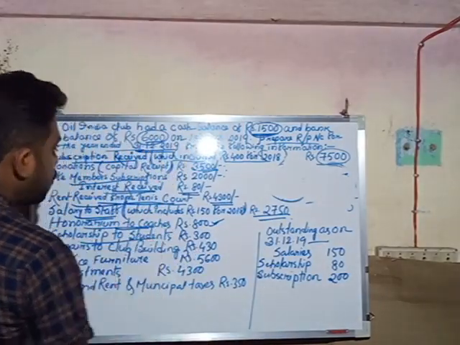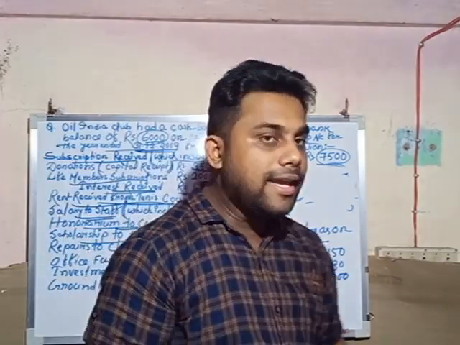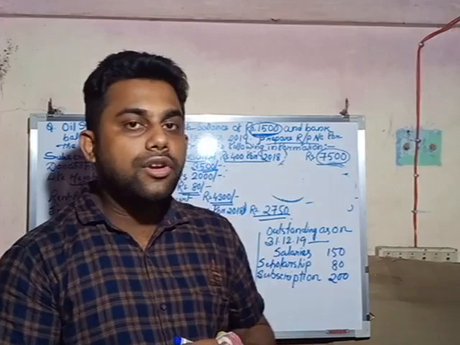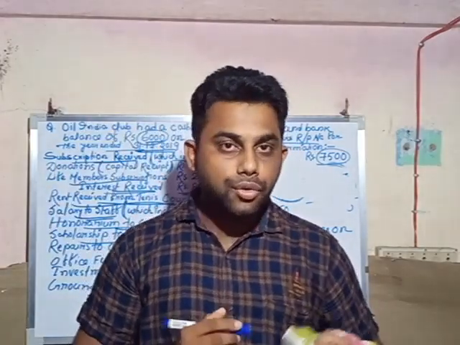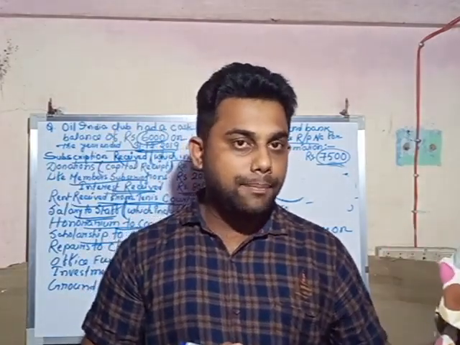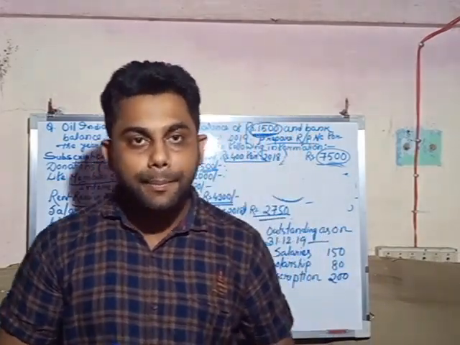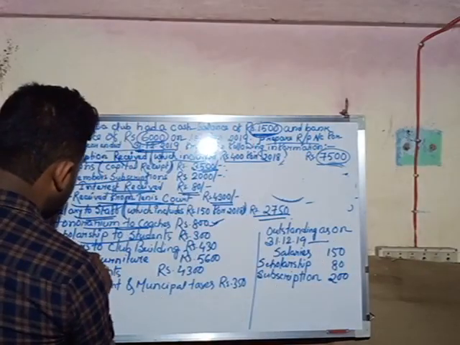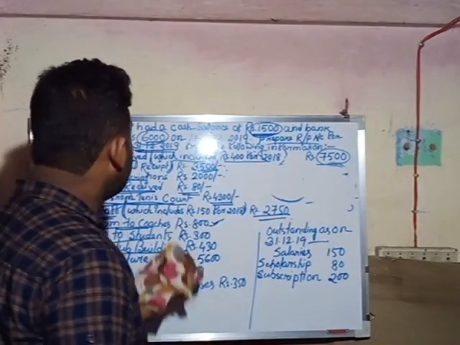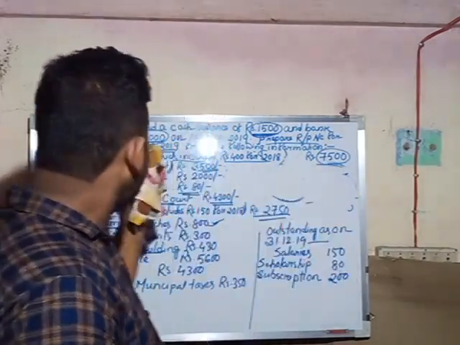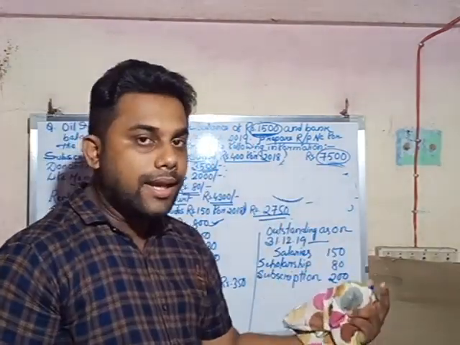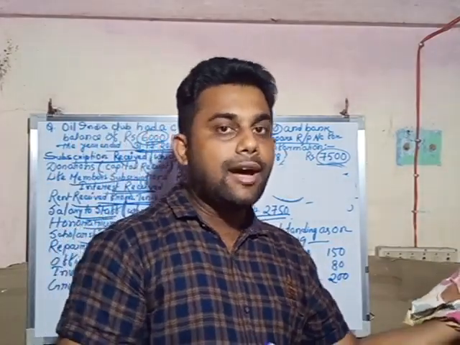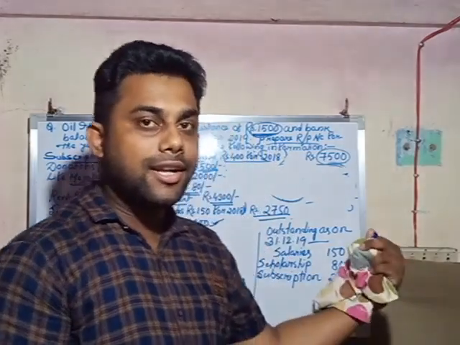Next, scholarship to students. That means they have done some charity. They paid some scholarship to the meritorious students of the society. That means it is a payment for the receipts and payment account, and it comes in the payment side. Next, repairs to club building. It is a club, Oil India Club, so they have paid a certain amount as repairs and maintenance for that club building. So it is a payment for the non-trading organization. It comes in the payment side.